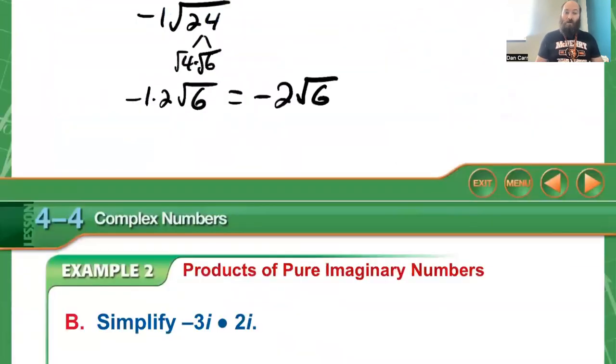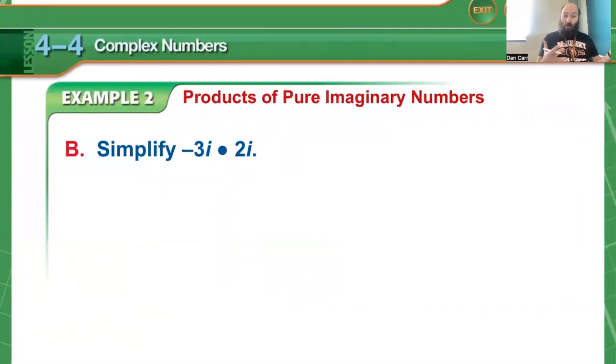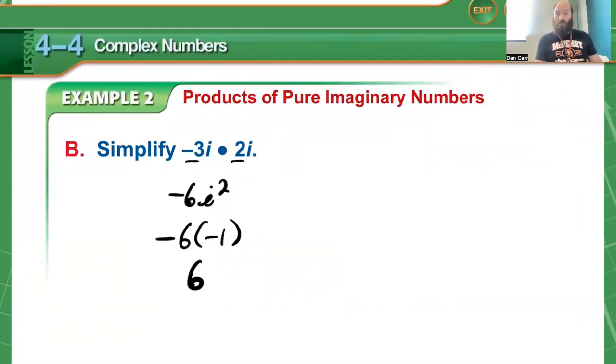All right. Some other operations. We can do multiplication right away like this. So again, that's -3 times 2. It's all multiplication, so I can do any order I want. So -3 times 2 is a -6. i times i is i squared. As we already established, i squared is the same as -1. So this turns into -6 times -1, which is a positive 6.